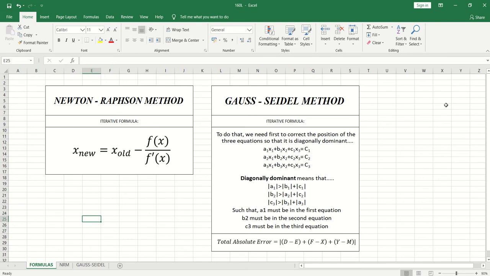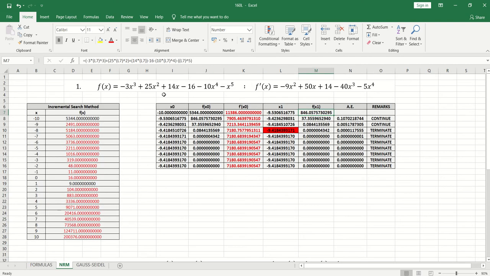For this video, we'll be talking about the Newton-Raphson method and the Gauss-Seidel method. For the first part, we will be talking about the Newton-Raphson method. For this method, we have the iterative formula x new is equal to x old minus f of x over f prime of x. So let's go to an example.